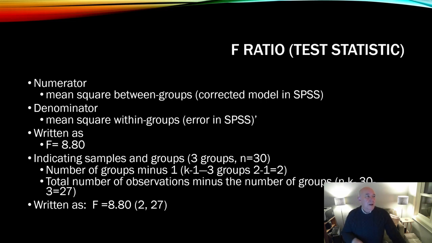Just so you know that. But what the F statistic is, it's a ratio between the mean squares between groups and the mean squares within groups. And you calculate all of those, etc. The ratio usually comes out to be a number greater than 0, such as F equals 8.8.